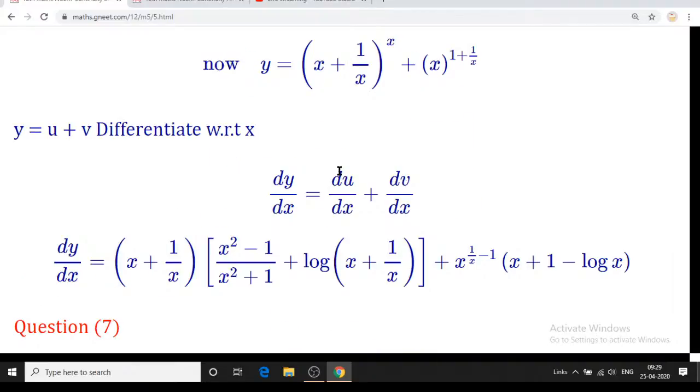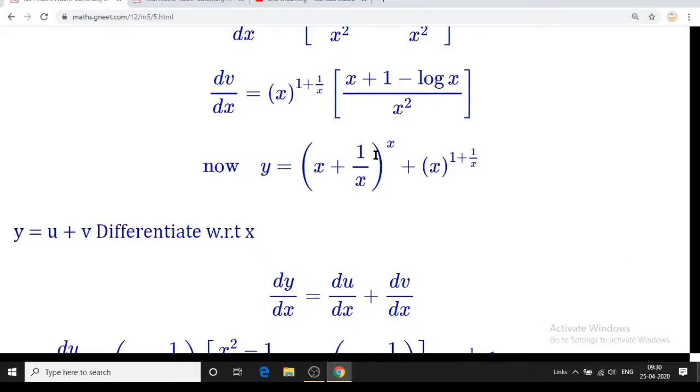We get dy by dx will be du by dx plus dv by dx. Already we have calculated du by dx and dv by dx. So we are going to replace those values directly, and we will write it as x plus 1 by x into, this was the term of du by dx, and this is the term we get from dv by dx. Now in dv by dx, here I have just simplified because this x, this was also x, as the base is the same, powers get subtracted.